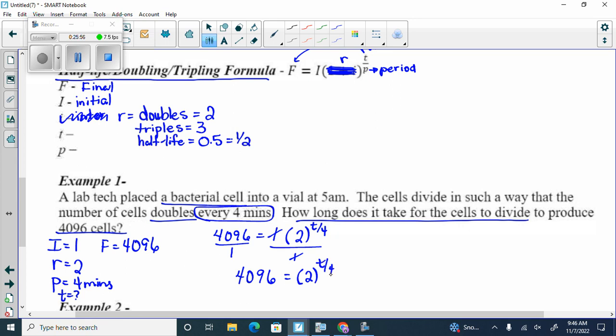So I could y1, y2 this. If I do, my y max needs to be bigger than 4,096, right? Or what could I do? Common base. Or Peter would probably want to log both sides.